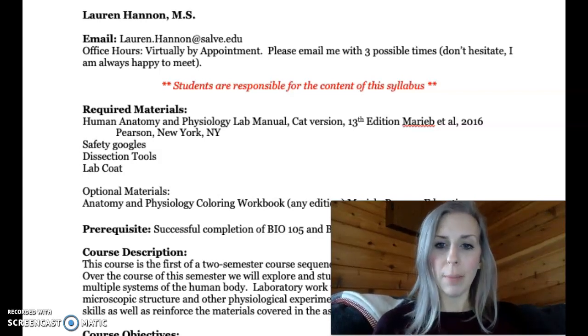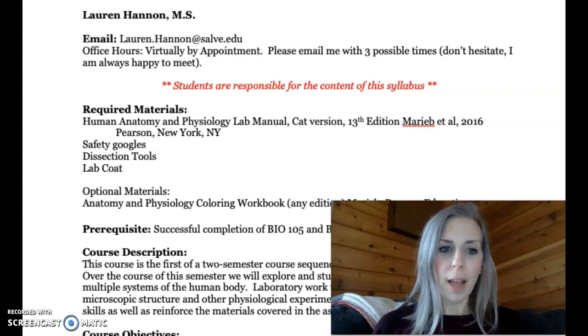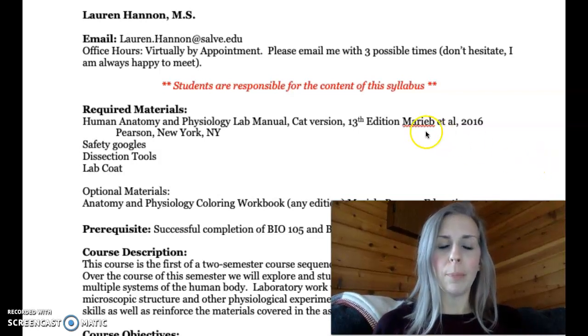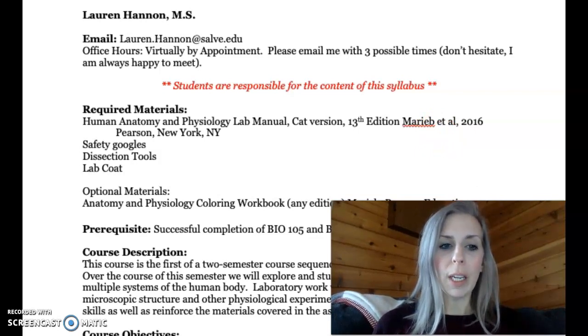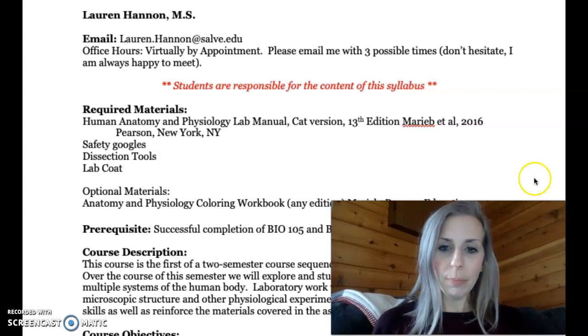We're going to use the same lab manual from last semester, whether you took Professor Carnevale's class or my class, just the Marib lab manual. You'll need your safety goggles, your dissection tools, and your lab coat. We're going to begin with those in week 2. So please make sure that you have those, that you found them, and that you have them out, okay?